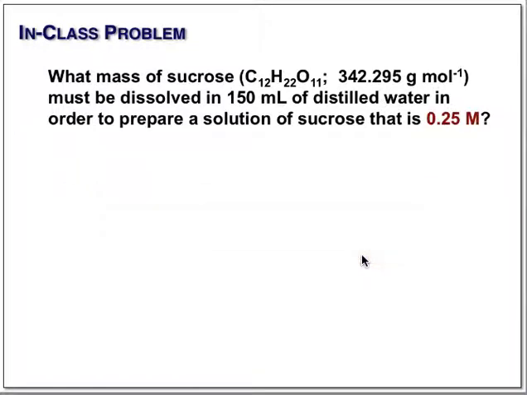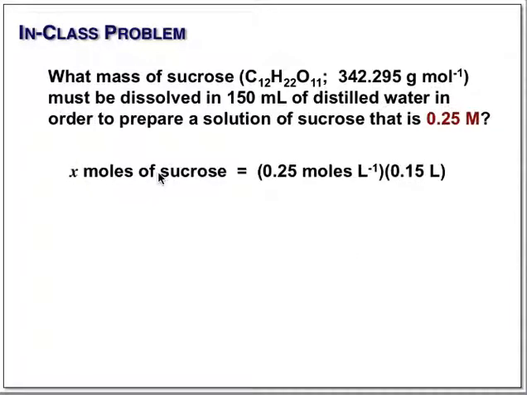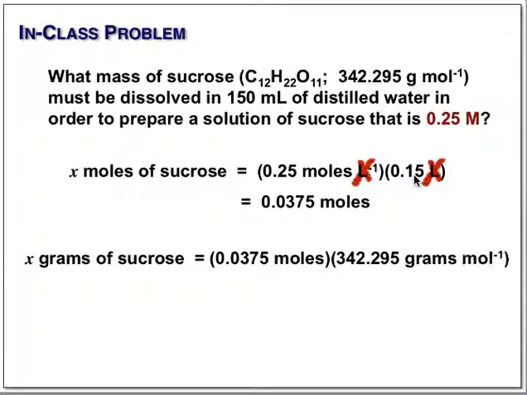So the problem would look like this. Moles of sucrose. Here we have a concentration and a volume. Concentration times volume gives us moles. All right, so this is how many moles of sucrose we have. Our grams of sucrose, we're simply going to take our moles, multiply it by our molar mass. Mole and per mole will cancel, and we're left with 13 grams.